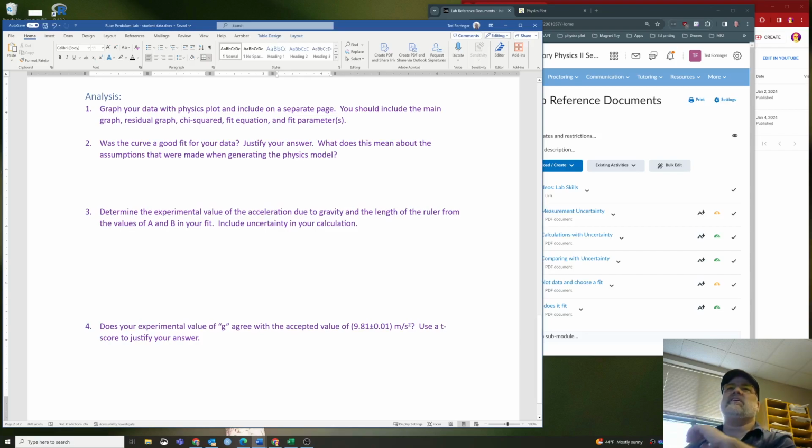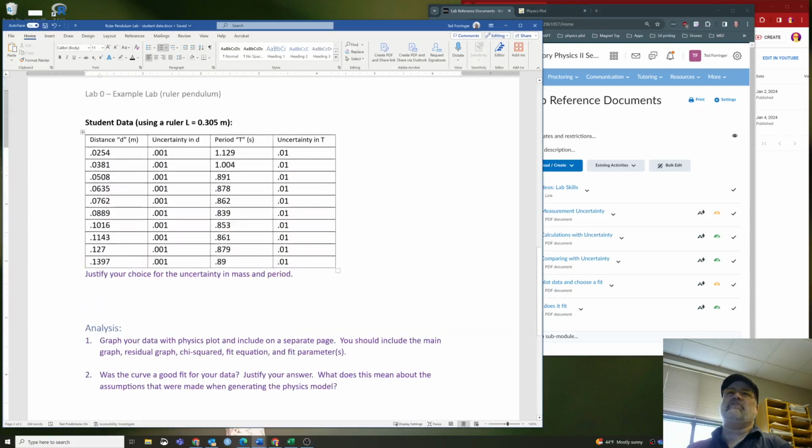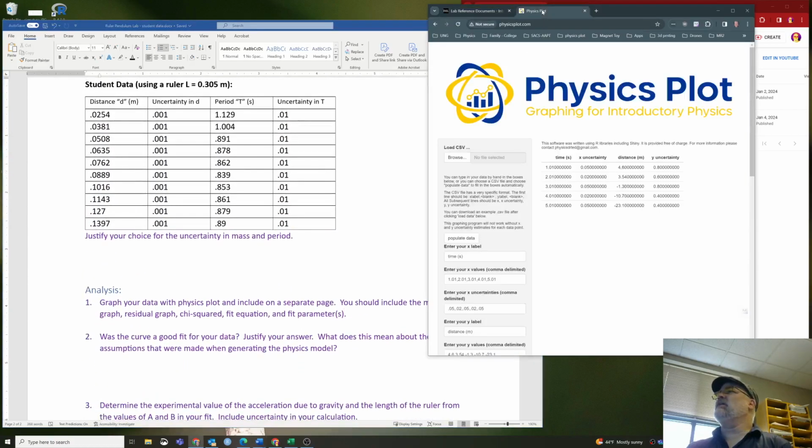The next thing every lab will have is an analysis section. So the first part says, graph your data with PhysicsPlot and include it on a separate page. You should include the main graph, the residual graph, the chi-square, the fit equation, and the fit parameters. All right, so let me show you how to do that. We go into PhysicsPlot, physicsplot.com, and this is a website that I created for my physics students so that we could do these labs.